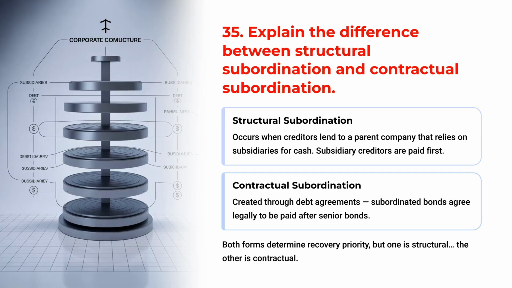Explain the difference between structural subordination and contractual subordination. Structural subordination occurs when creditors lend to a parent company that relies on subsidiaries for cash. Subsidiary creditors are paid first. Contractual subordination is created through debt agreements. Subordinated bonds agree legally to be paid after senior bonds. Both forms determine recovery priority, but one is structural, the other is contractual.